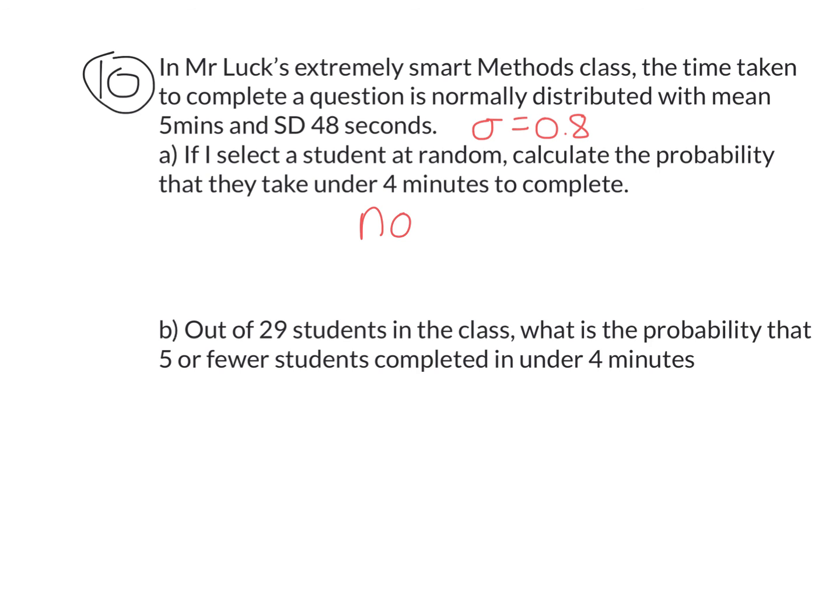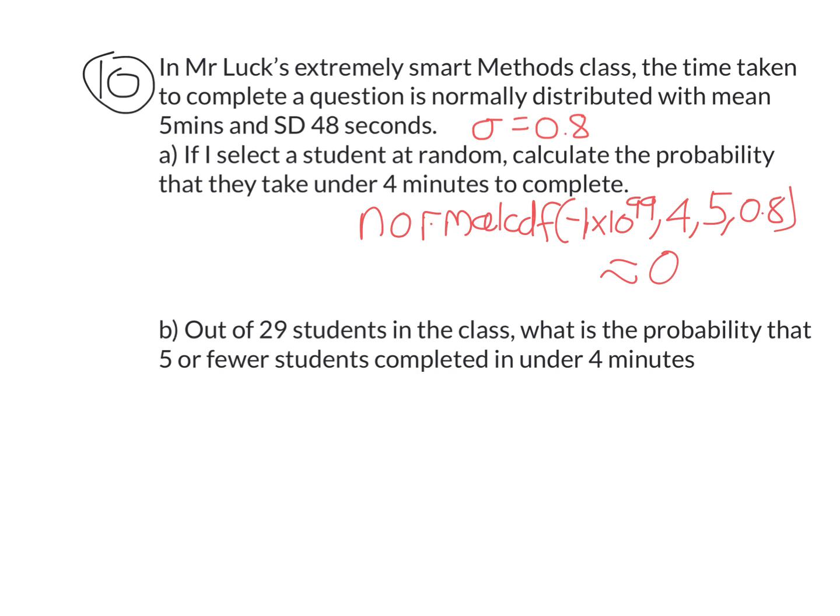So again, I'm going to use my normal CDF function. Now here I don't have a lower value, so I'm going to put the lowest value my calculator can handle, which is -1 times 10 to the power of 99. So from there up to 4, and then we put in the mean and standard deviation. So we get the probability 0.1056. So about 10.6% of students will take under 4 minutes to complete.